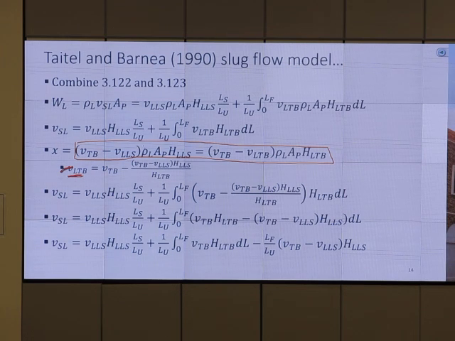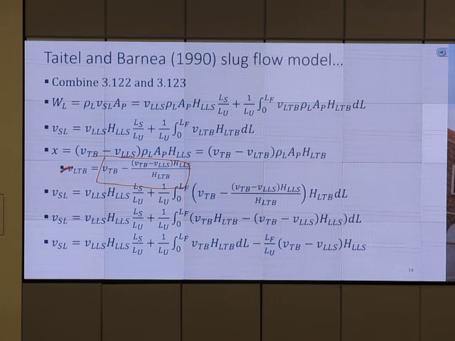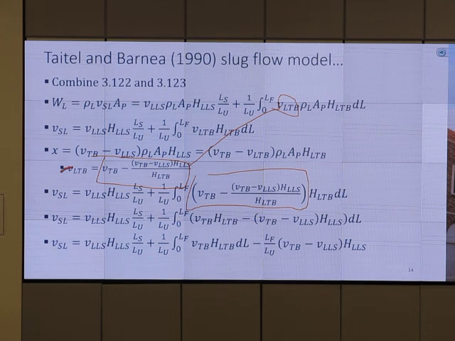So I just cancel these two to this side. Move HLTB to the denominator. And then rearrange a little bit to solve for that term. Okay? So now, next step, I put this term back into this equation and I get this term. Okay? Multiply it, rearrange it, do the integration.